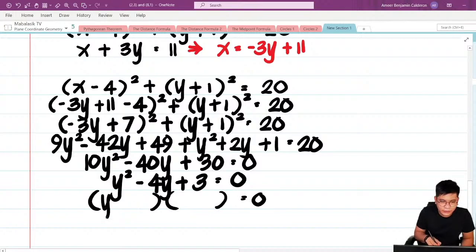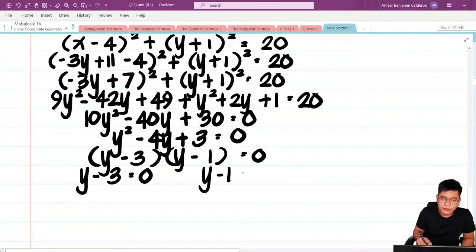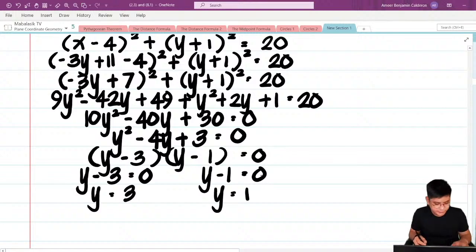So what are the factors? Positive 3, di ba? So negative 3 tsaka negative 1. Negative 3 times negative 1, that's a positive 3, and negative 3 plus negative 1, that's negative 4. And then we just apply the zero product property. So y minus 3 equals 0, and y minus 1 is equal to 0, which will give us y is equal to 3 and y is equal to 1.